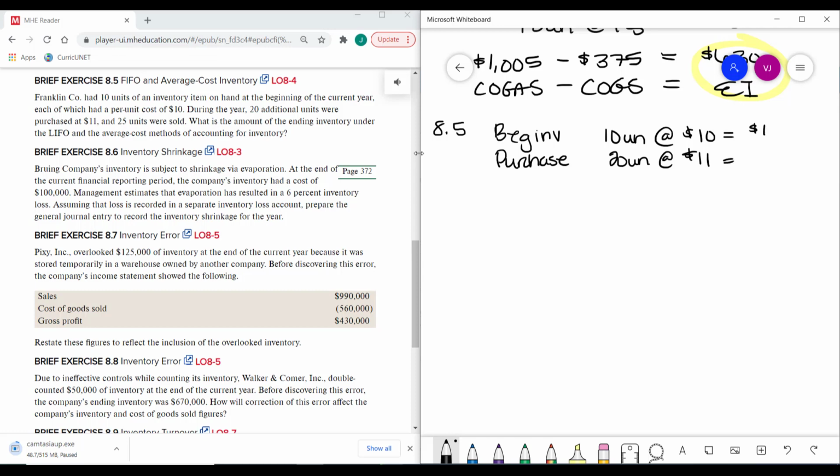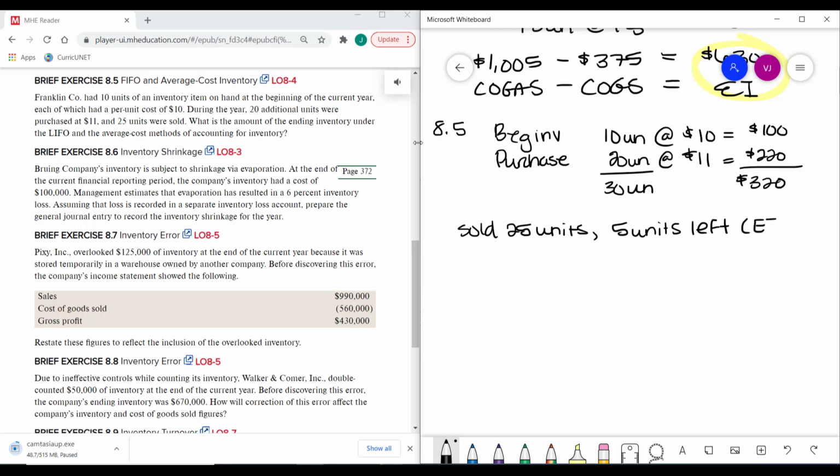Okay, so let's find each cost layer's total. So it'll be 220. So the cost of goods available for sale here is $320, or the units available would be 30 units. Okay, so it says we sold 25 units, right? So if we sold 25 units, how many units would we have left of the 30? Only 5 units left. So 5 units would be in our ending inventory.